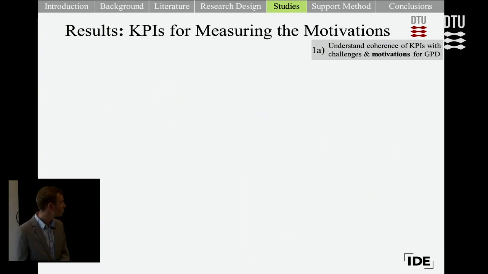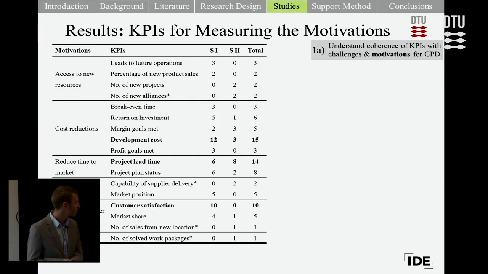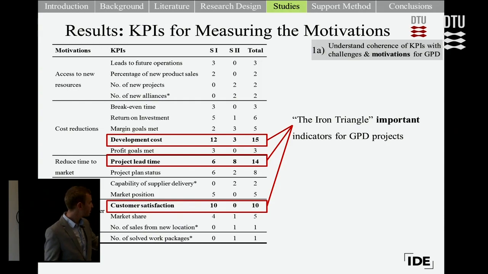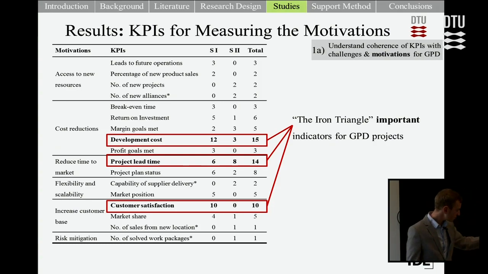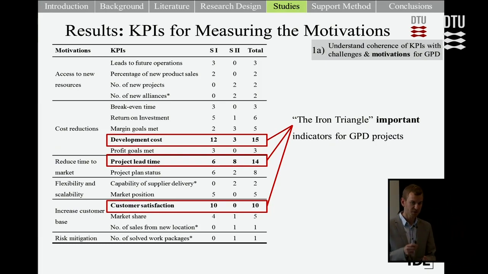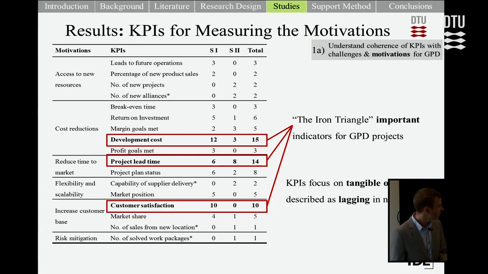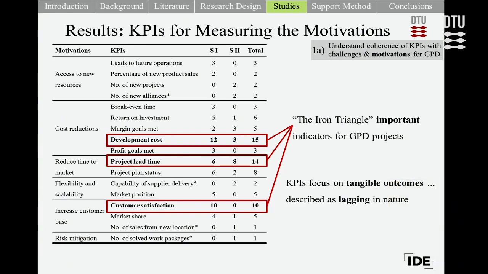So the KPIs related to the motivations, we have a large list from survey 1 and survey 2. And some of the main KPIs actually related to development cost, project lead time, and also customer satisfaction. So they were mentioned the most throughout the surveys. And these actually have been identified as important in these dimensions from the iron triangle, and are also key indicators for GPD projects. However, many of the KPIs, such as break-even time or return on investment, focus more on tangible outcomes of a process and have been described as lagging in nature, and therefore do not provide a company with the ability to implement corrective action along the process.